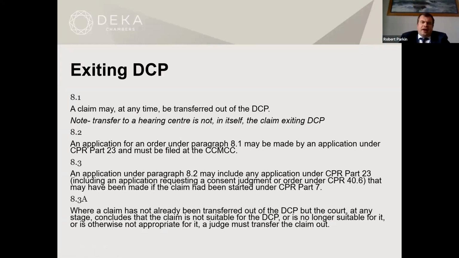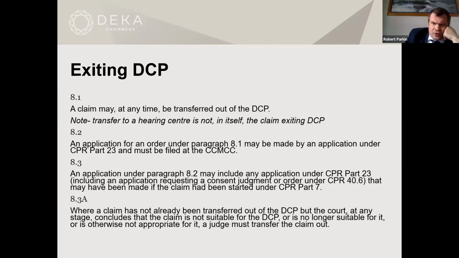Exiting the DCP. Not a huge amount to say about this, but we'll go through the rules anyway. A claim may at any time be transferred out of the DCP. Either party can make an application on paper to that effect to the county court. An application may include an application under Part 23 that the claim proceed as if it had been started under Part 7. That makes sense because these would normally be Part 7 claims if you weren't issuing under the DCP.